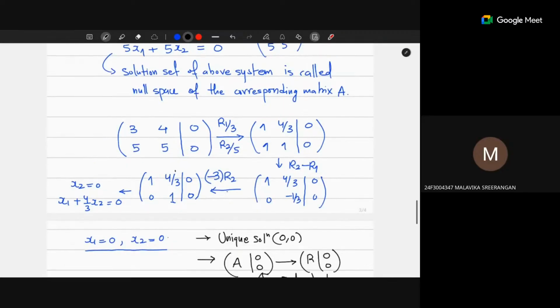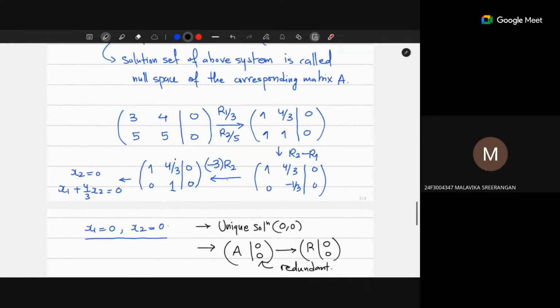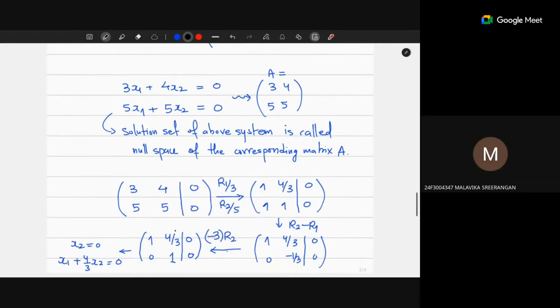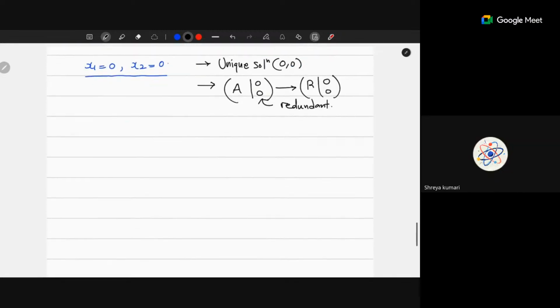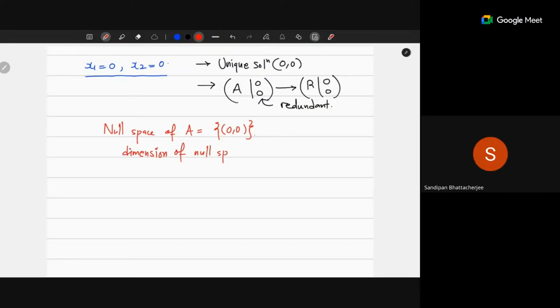Right. So what I was saying, nullity. What is the solution set of the above system? This is the null space, this is how it is defined. So what is the solution set that we got? The solution set was 0, 0. So the null space of A is just 0, 0. Now what is the dimension of this null space? It's 0.